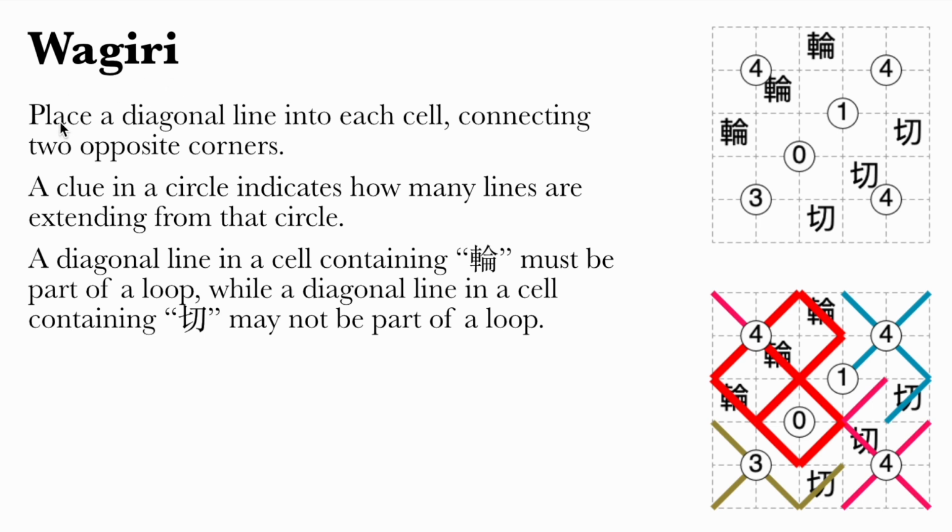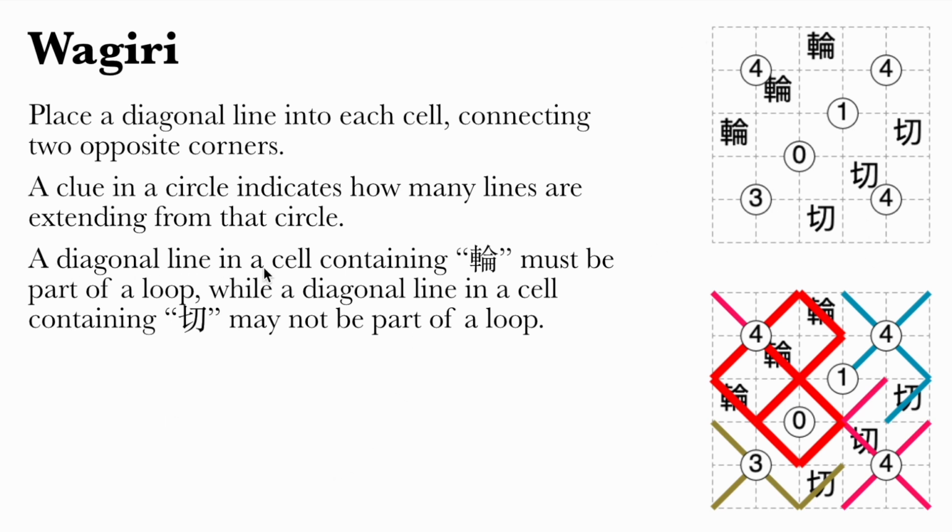In Wagiri, we will place a diagonal line into each cell, connecting two opposite corners. So we're going to fill every single cell on the grid with a line, and they are all diagonal ones. A clue in a circle indicates how many lines are extending from that circle. So with a 4, all 4 of the surrounding cells are diagonal and pointing to that 4, and with a 0, they're all not, and so on.